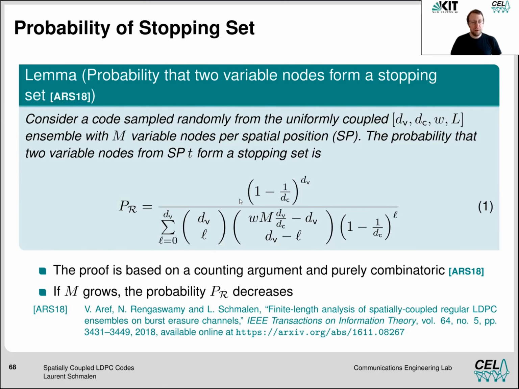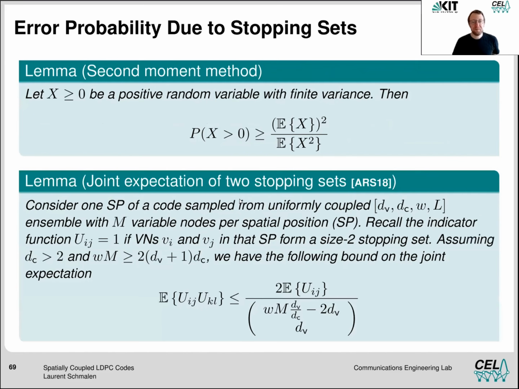I will not go into the detail, as it is not necessary. What we can see here is that if the number of nodes per spatial position grows, this probability will decrease, which is what we have observed already. Then we bound the error probability. We use the second moment method, which is essentially the Cauchy-Schwarz inequality, which allows us to bound the probability that X is larger than 0, and we use it as the probability that at least one of those events happens. This gives us an error probability.